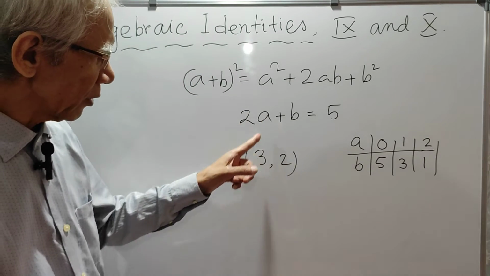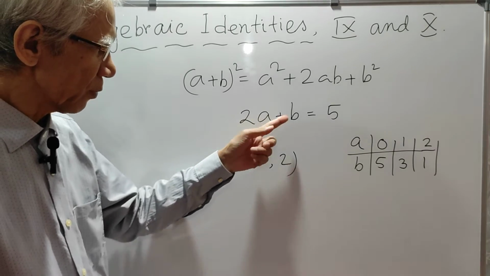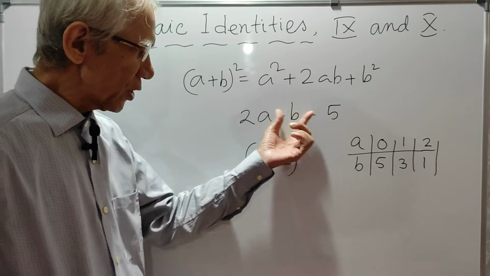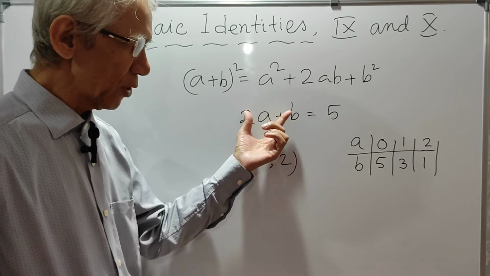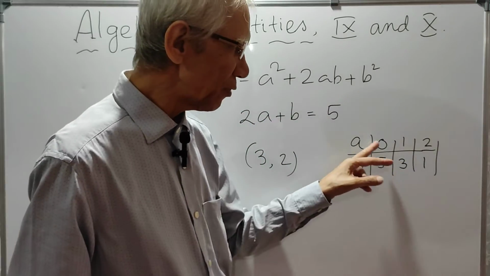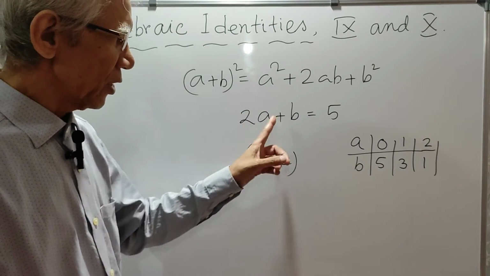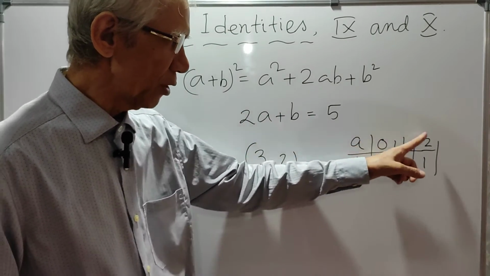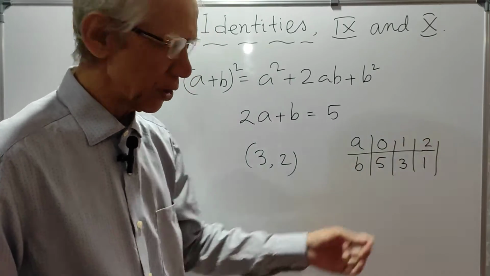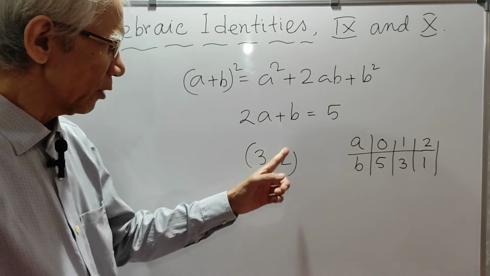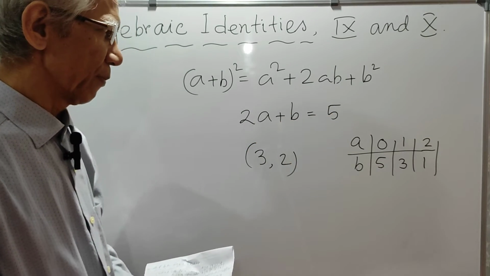Now if you put a equal to 3, it is 6. 6 plus b 2, 6 plus 2, 8, but it is not 8. Now this equation is valid for definite values of a and b, not each and every value of a and b. This is valid for 0, 5, 1, 3, 2, 1. That way you can find out many pairs. But obviously this is not valid for 3, 2. If you put a equal to 3, b equal to 2, you will not get 5.